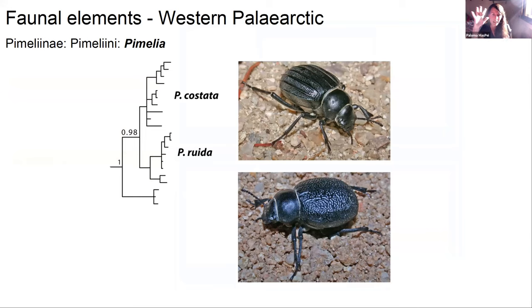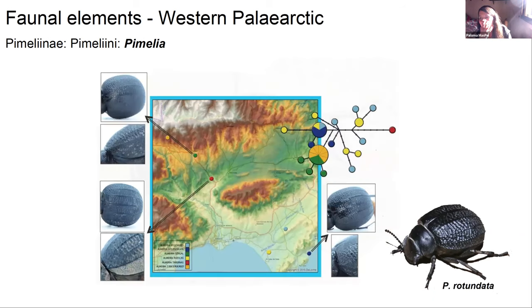Because it was my first phylogenetic approach within Pimelia at the beginning of my PhD. And when I found this relationship between these two species with totally different elytra, but at the same time I have a lot of bibliography focused only on the elytra, describing species and grouping species together only by the elytra, I smacked myself, what? But I continued working on Pimelia.